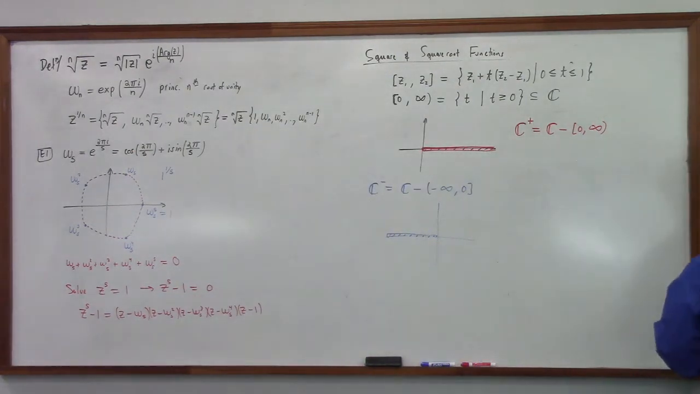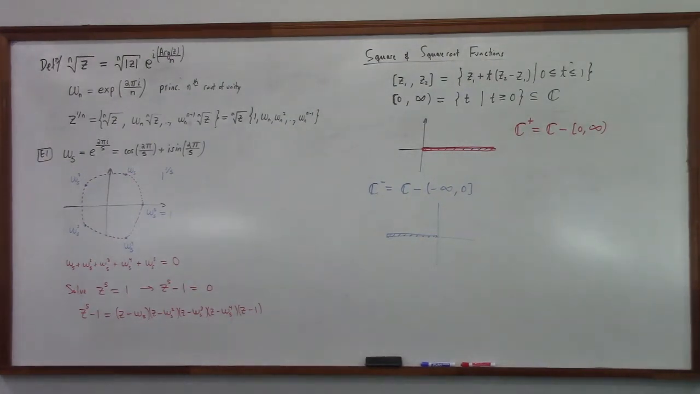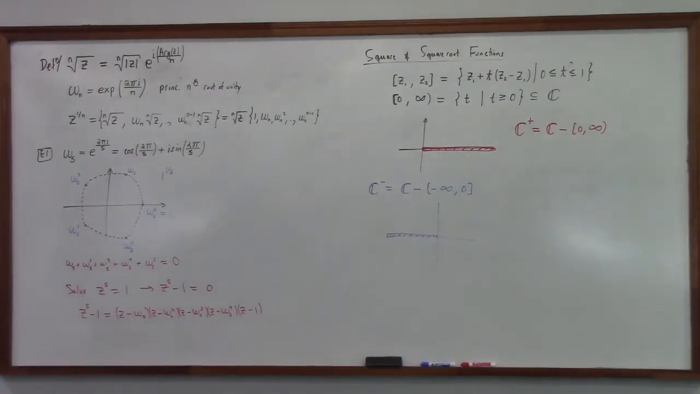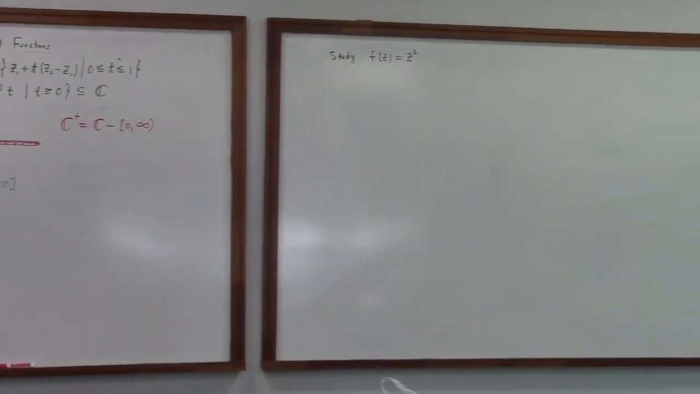So let's study f of z equals z squared. It's just notational: we call it C minus when we go with subtraction, and we call it C plus when we go with the positive sign. So C plus is missing the positive axis, C minus is missing the negative axis. They're sort of negative labels, if you will.